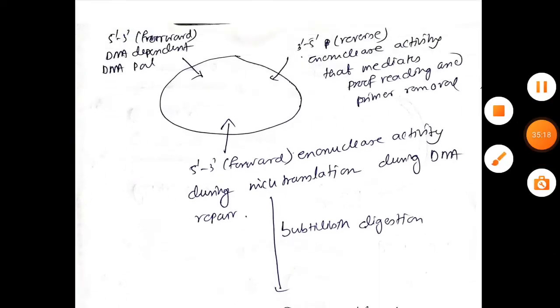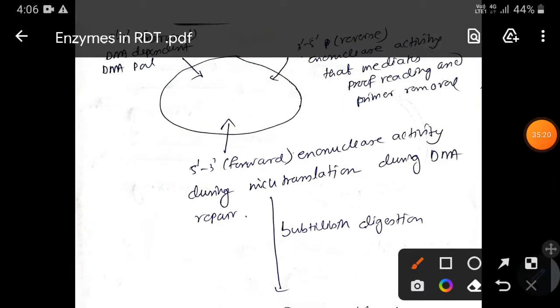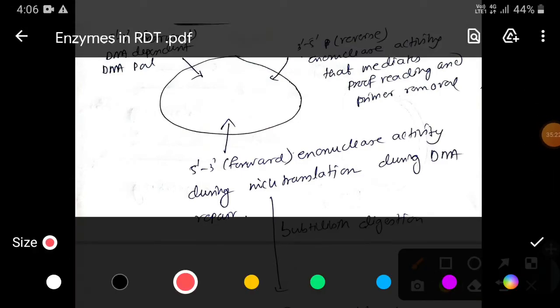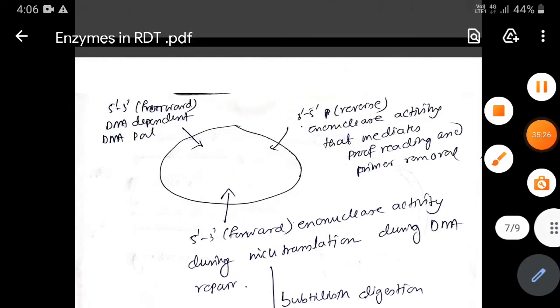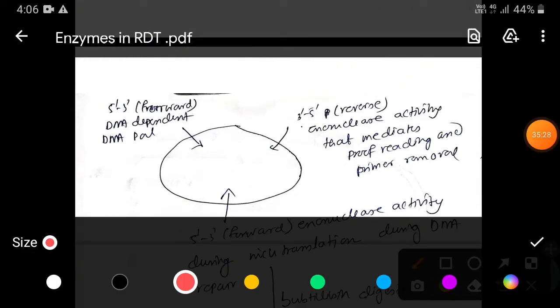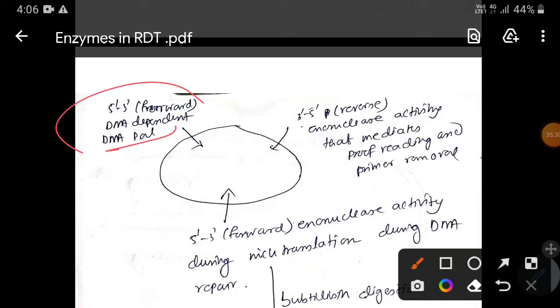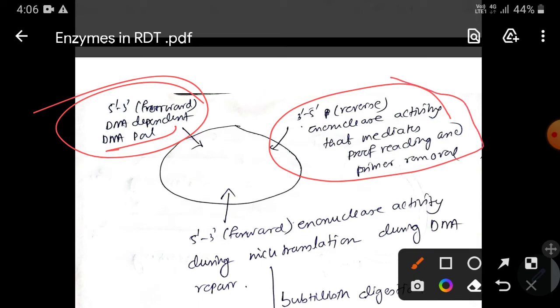And the 5 prime to 3 prime DNA dependent DNA polymerase activity, okay, I think now you can see this. That is the DNA dependent DNA polymerase activity. And there is also the 3 prime to 5 prime exonuclease activity that mediates the proofreading and primer removal.